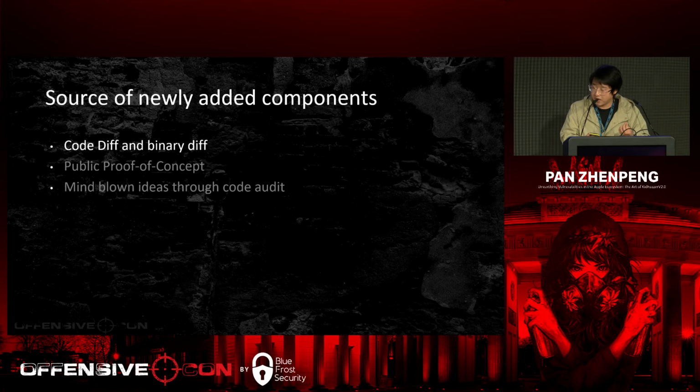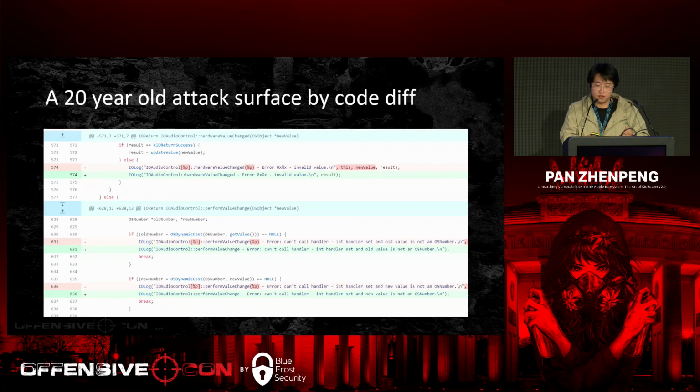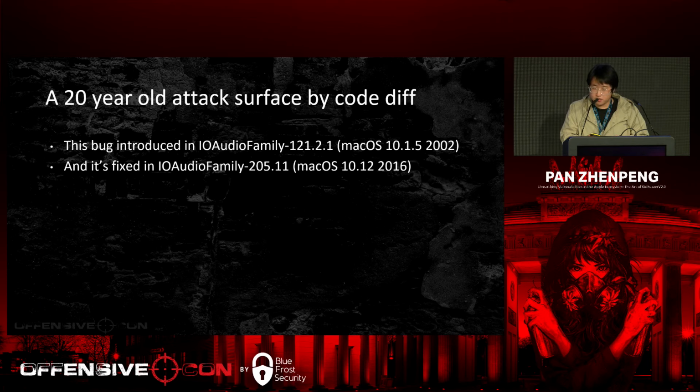One is from code diff and binary diff. Here's a 20-year-old bug fixed by a commit, and it's quite simple: it only removed the address format print from the IO log, which would put the address of the kernel pointer into the syslog. It's quite simple and easy to fix. This bug was actually introduced in the IOAudioFamily in 2002, and it was fixed in 2016, but we're now in 2023, right? So does the story end here?